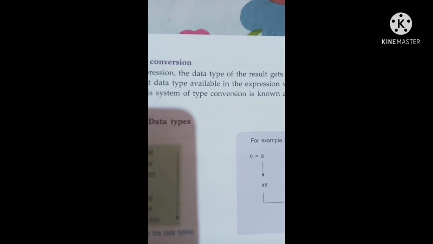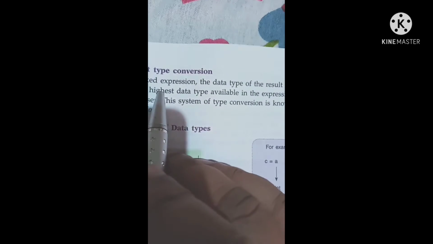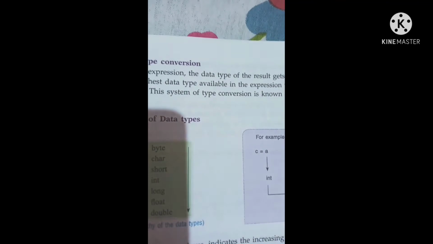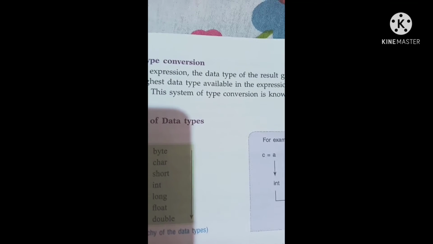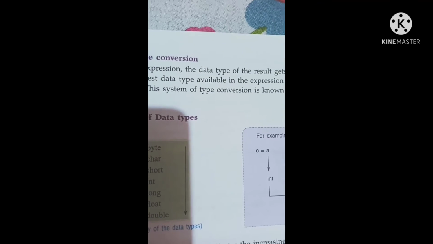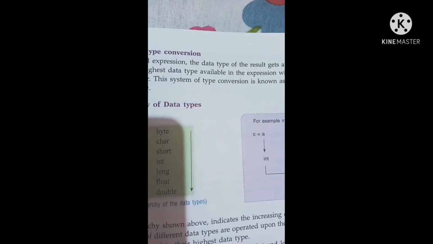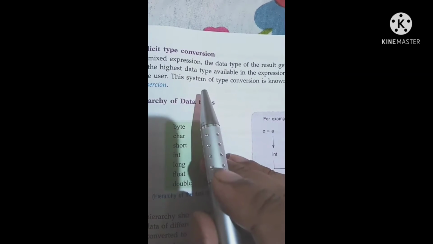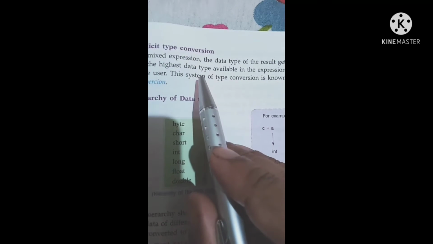So you have to understand what the highest data type is. For example, int, double, float. If you are taking these three data types, then double is the highest data type. So without any intervention of the user, it will convert into the highest data type automatically.